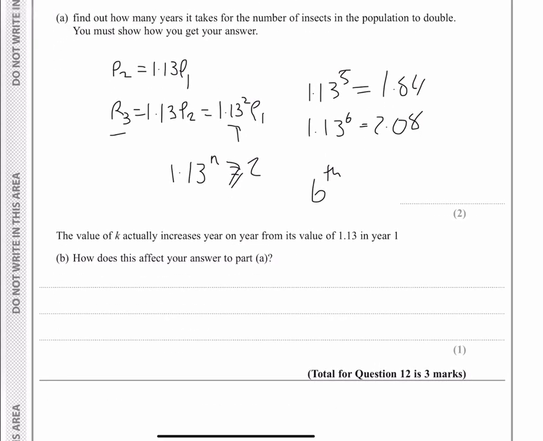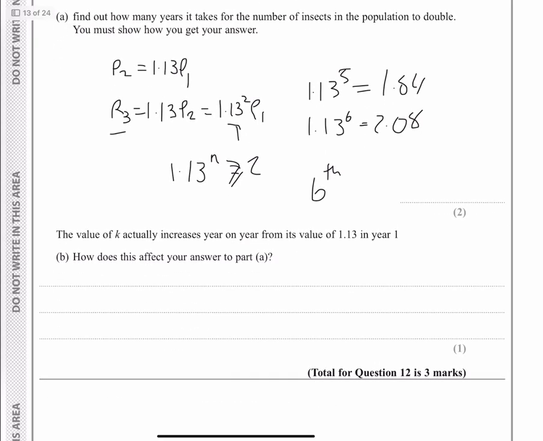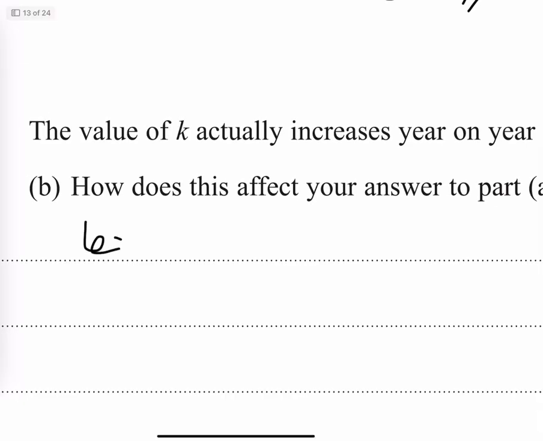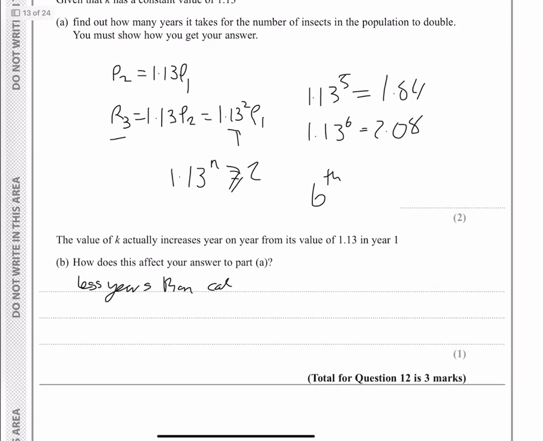The value of K actually increases year on year. So it's probably less years than calculated. Because 1.5 to the n is going to go up faster than 1.1 to the n, yeah?